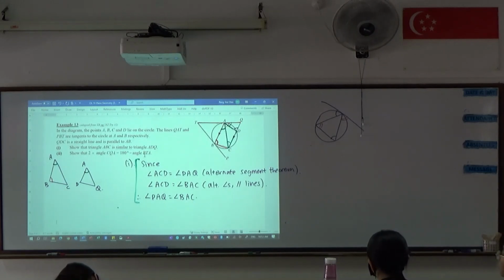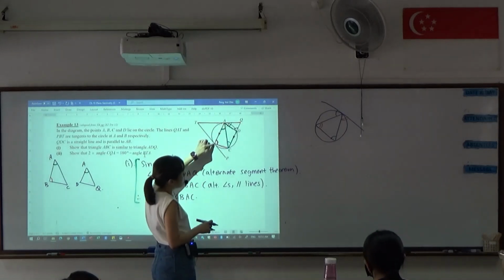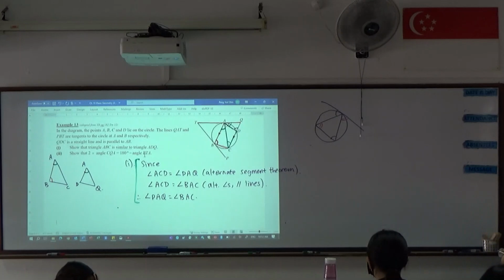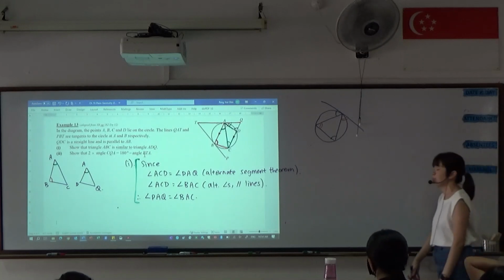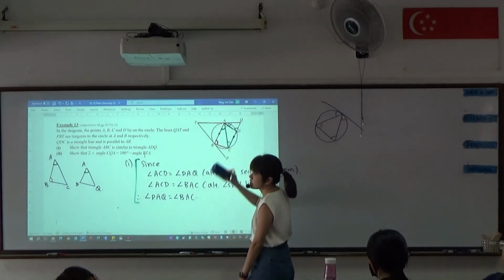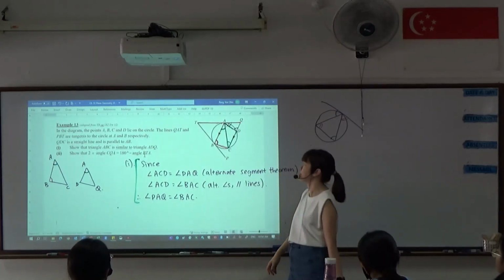Sorry that just now I confused you with this. The alternate segment theorem. But that is usually how I would go about figuring out the answer as well. I try to figure out what are all the equal angles, and then I realize that this and this is actually not that helpful, so I need to think of another way.